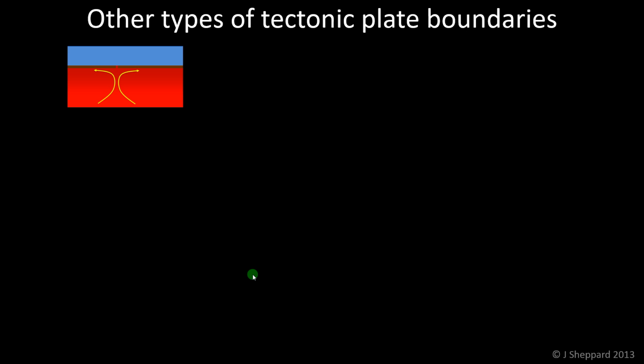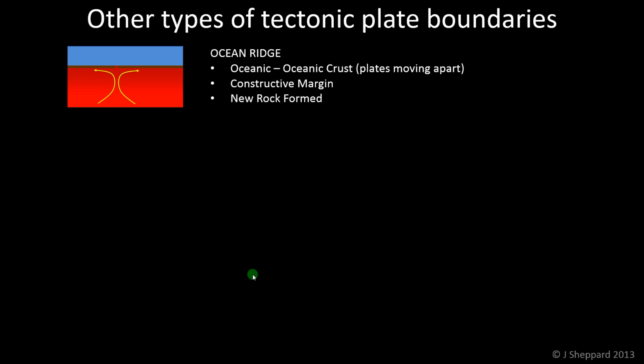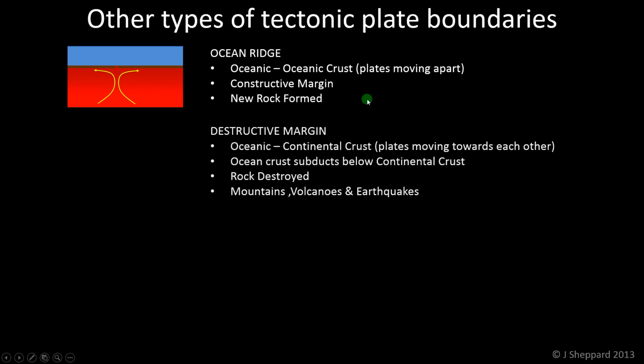So what other types of tectonic plate boundaries have we got? Well, we've just had our ocean ridge, which is oceanic crust with the plates moving apart. It's also called a constructive margin because we are forming new rock in the gap there. So the three others that we're going to cover is an example of a destructive margin, where oceanic and continental crust move towards each other, and we'll see the details of that.